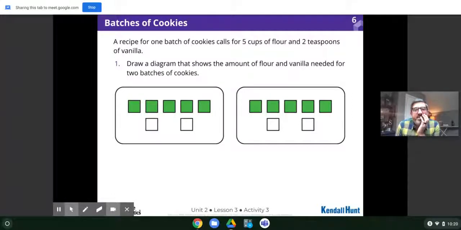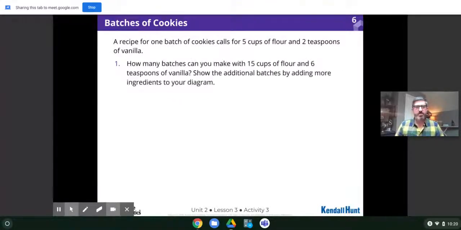6 teaspoons of vanilla, right. So we know we have to multiply each one of those ingredients by 3. So nice job. All right. So we just talked about this and I got ahead of myself.